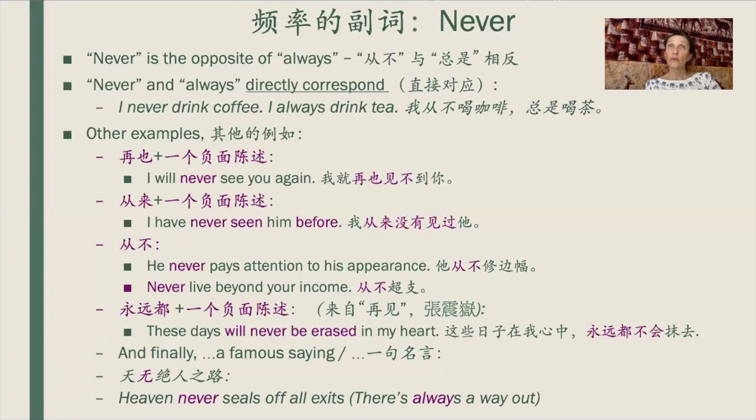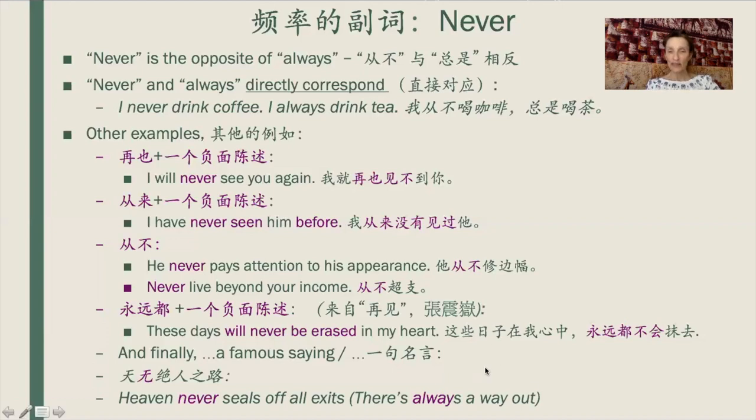So what I've observed is that there are quite a few ways the Chinese language says never. If this is how your thoughts are in your mind, and you want to express yourself in English, you use the word never. Okay. 再也见不到, I never see you again. Or 永远都不会, never will be able to be erased. And then finally, one more way that I've noticed never, and I think there's more than I've noticed, is 无.